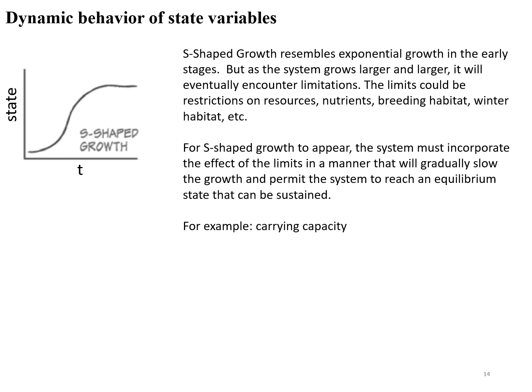S-shaped growth resembles exponential growth in the early stages, but as the system grows larger, the amount of stuff in that particular stock grows greater, it's eventually going to encounter some kind of limitation. And those limits could be restrictions on the resources coming into the state, for instance, nutrients or breeding habitat or winter habitat, whatever it is you're modeling for population growth, for instance. For S-shaped growth to appear, the system must incorporate the effect of the limits in a way that'll gradually slow the growth and permit the system to reach an equilibrium state that can be sustained. And so the best example of that is carrying capacity as a factor in modeling population numbers over time.